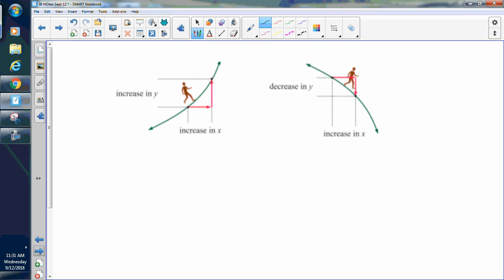Another way to look at it is increasing if we're going up as we move to the right, and decreasing if we're going down as we move to the right. Now these two sketches here also show us another type of function, a monotonic function.